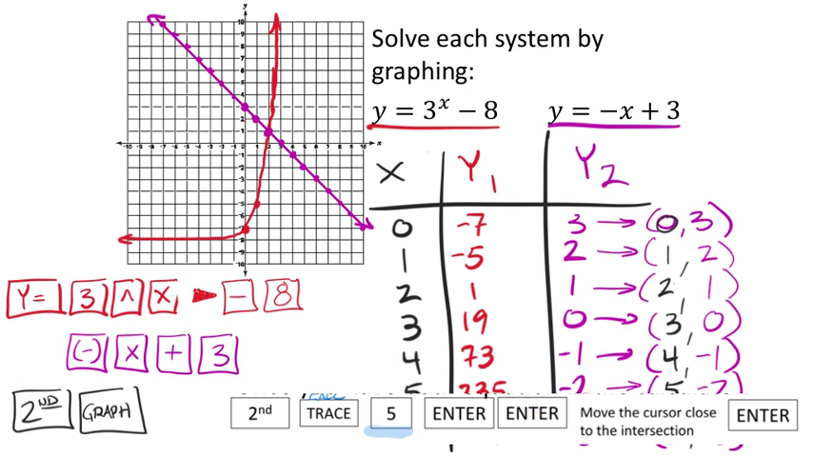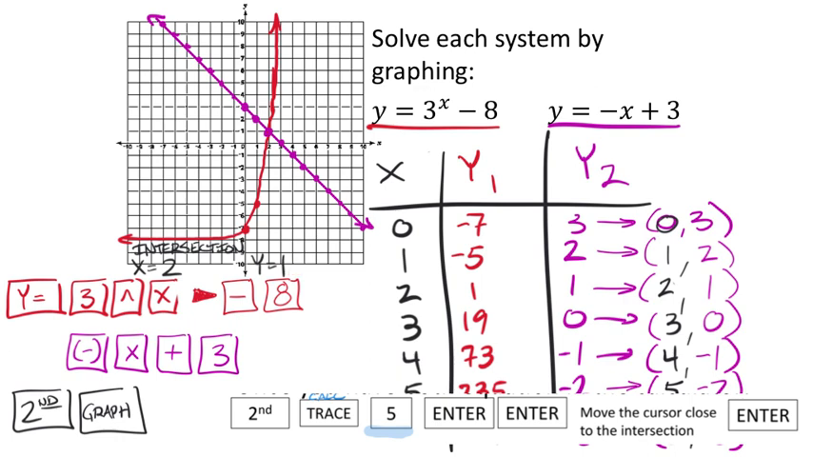And now the cursor is right here for me. So I'm just going to move it over a little bit closer to the intersection. I just have to be close. It says guess, and I push enter. So I'm here now, I push enter. And what does my calculator say at the bottom? Well, my screen is showing something like this. It says intersection x equals 2, y equals 1.